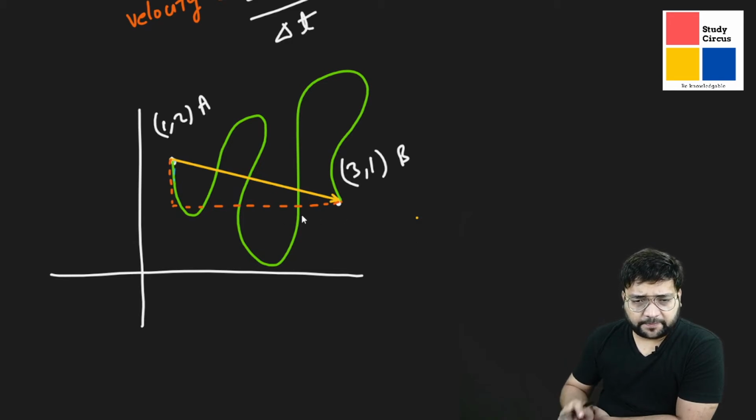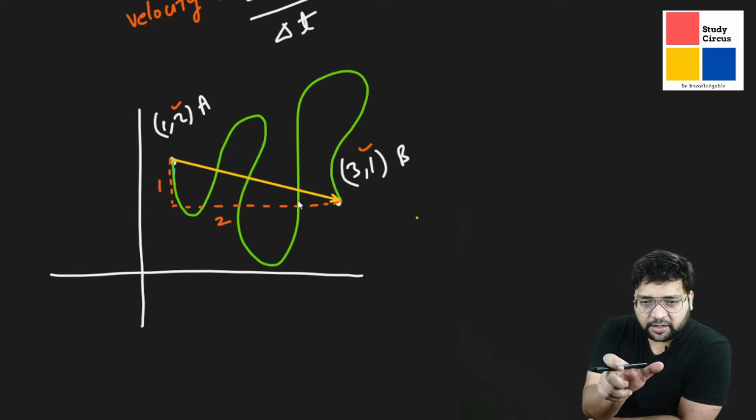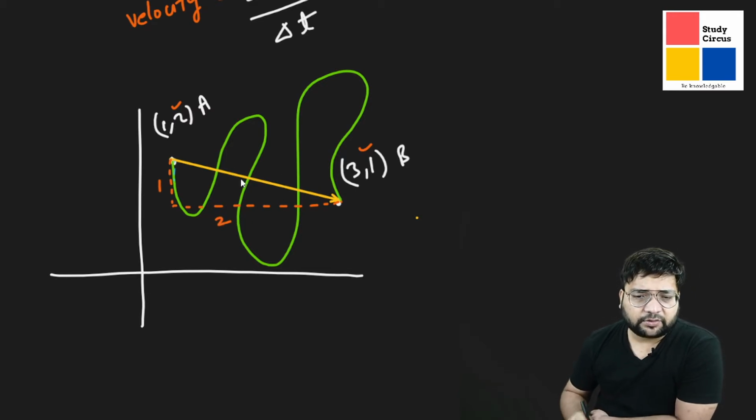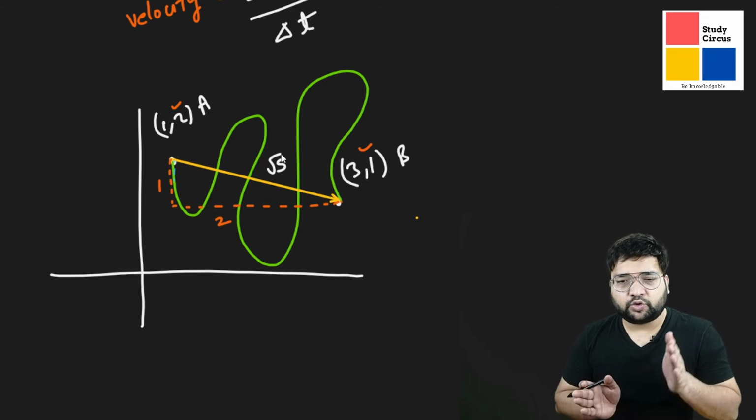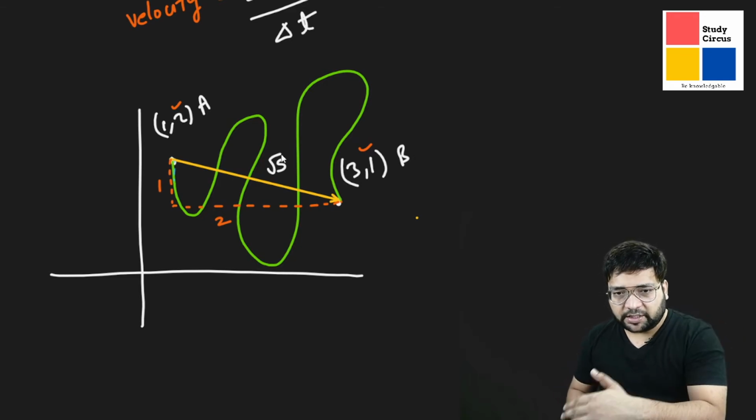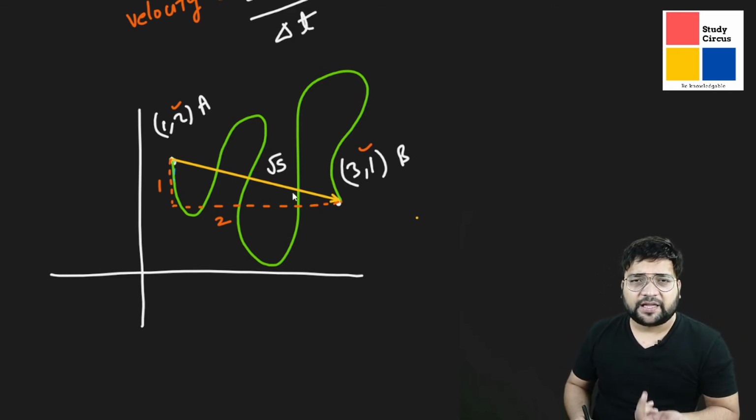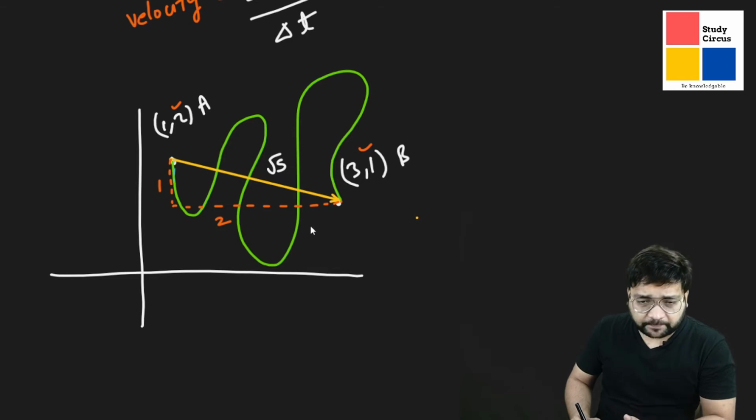So what is the height of this right angle triangle? That is 2 minus 1, 1, isn't it? That is the difference of y coordinates. And what is the base of this triangle? That is 3 minus 1, 2. So the length of that yellow vector is square root of 4 plus 1, that is root of 5, right? Okay, so the magnitude of the displacement is root 5 in that particular direction.